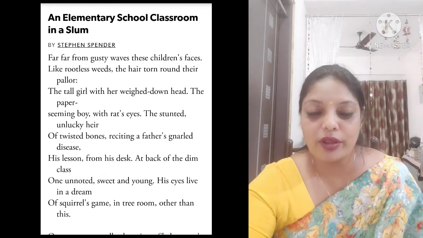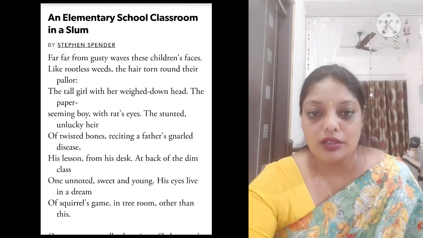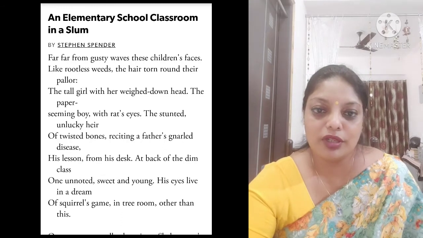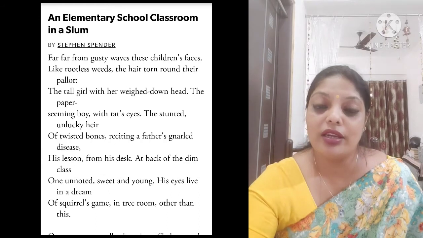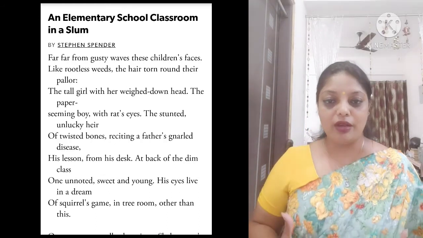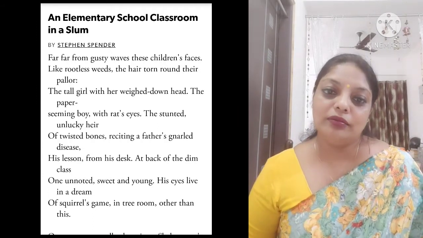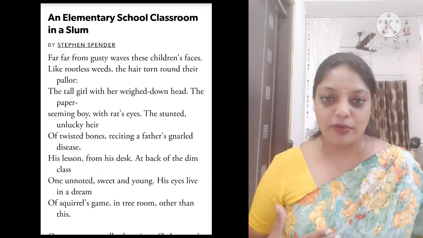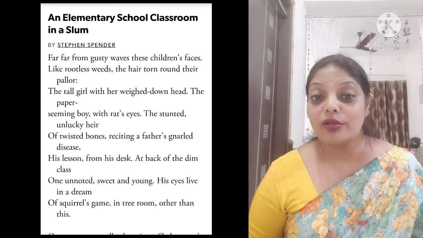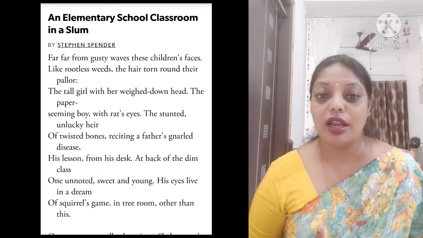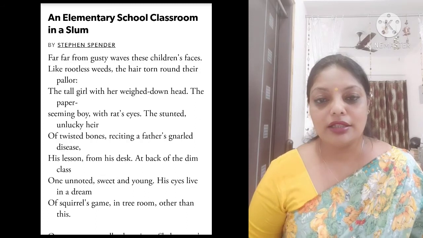So there is one more boy who is stunted. Stunted means underdeveloped, meaning he could not grow well, his body has not developed well, and perhaps his father also has the same disease, that his bones had not developed properly. So similarly, this child is also facing the same problem. He has not developed properly, he cannot walk straight, he has twisted bones, and that is all because of lack of proper food, lack of proper place to live in, right? And he is sitting at this desk.